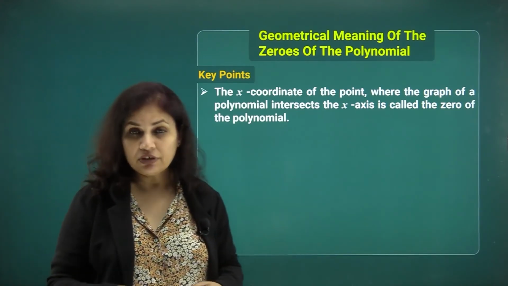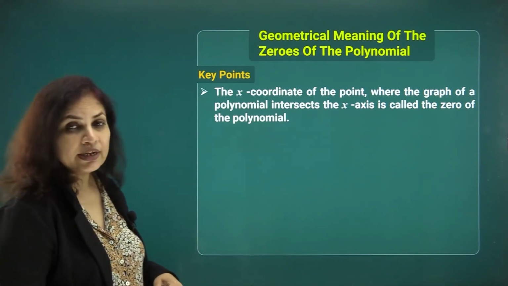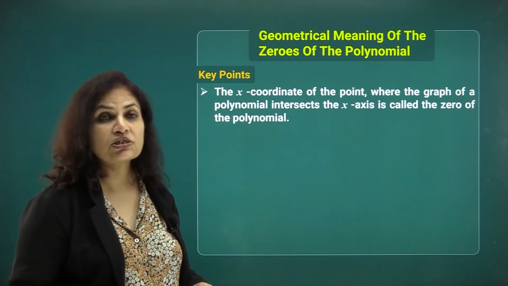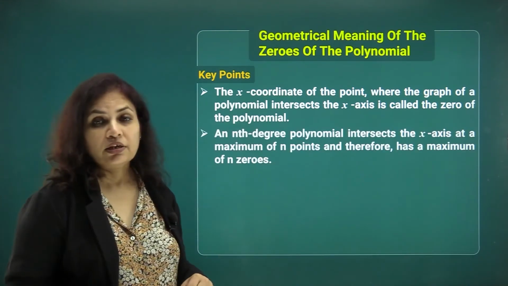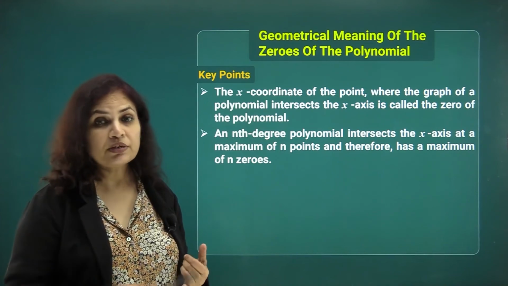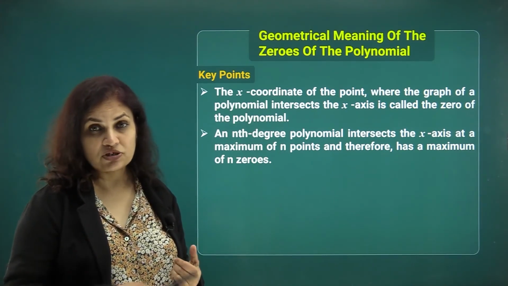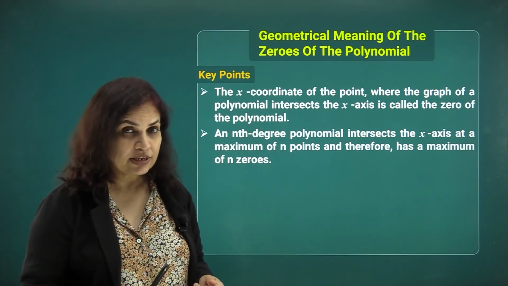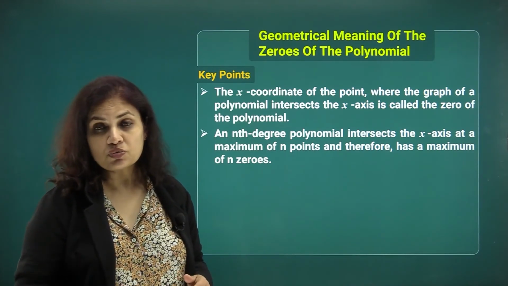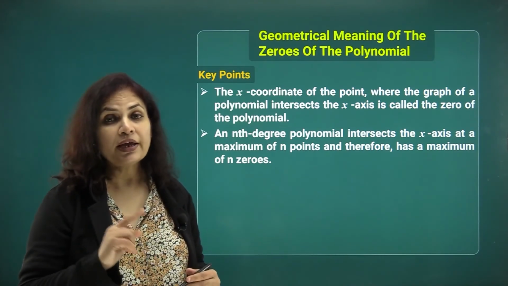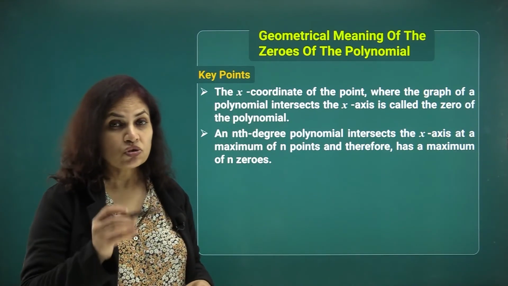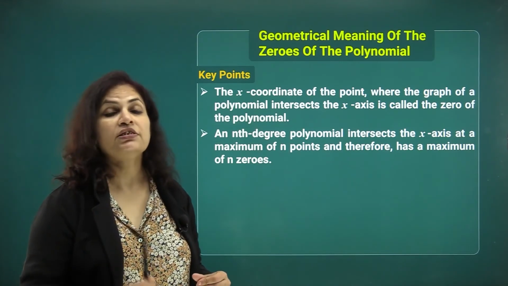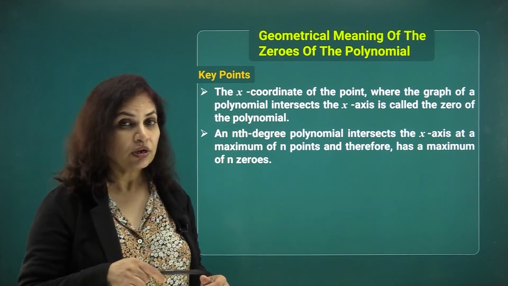Now let us see what we have learned so far here. The x coordinate of the point where the graph of the polynomial intersects the x axis is called the zero of the polynomial. Very important point we have seen. When it was a linear polynomial, the line intersects the x axis at one point. So degree 1, so the point of intersection is 1. When the degree is 2, we get a parabola, and the parabola intersects the x axis at 2 points. So when the degree is 2, there are 2 zeros. When the degree is 3, there are 3 zeros. We have seen that in a cubic polynomial also, a cubic curve.